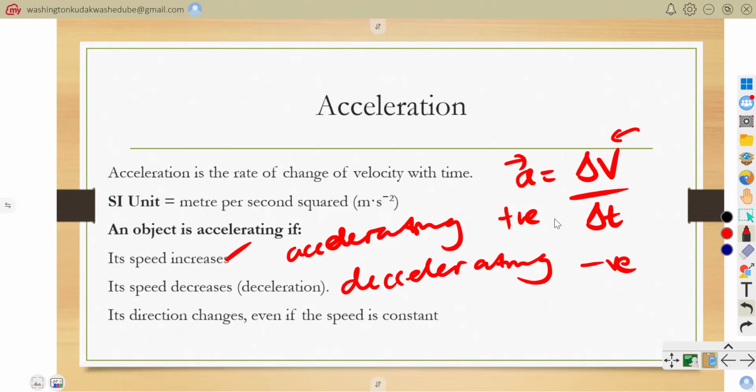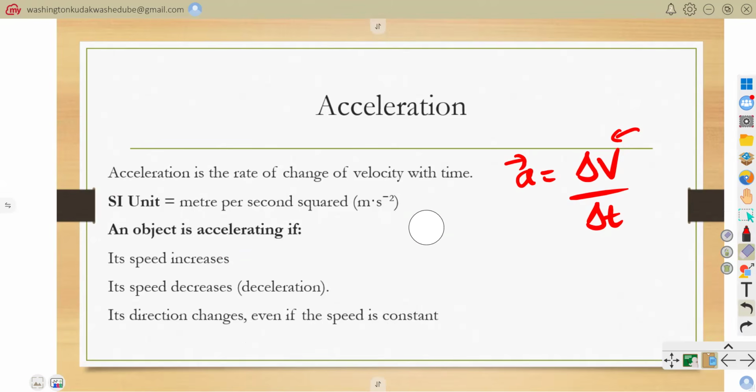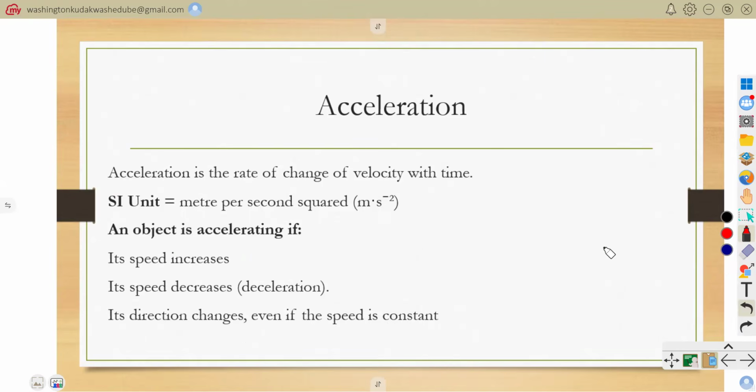Whenever we have got a change in direction of an object, even though its speed is constant, it simply means there is also an acceleration of the object. It simply means that our object is accelerating. So that is how we define force, and that is how we define acceleration, so that in the next coming application questions, we now know what force and acceleration simply mean.